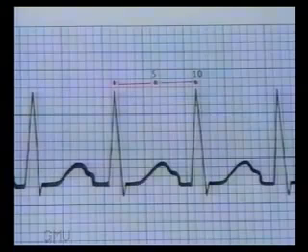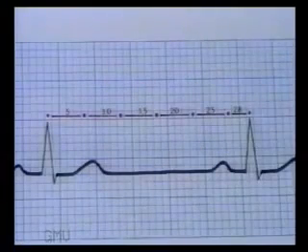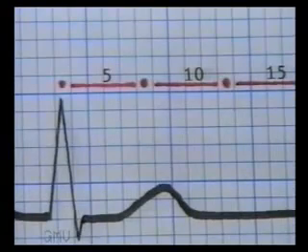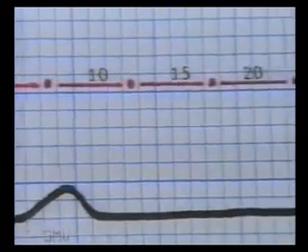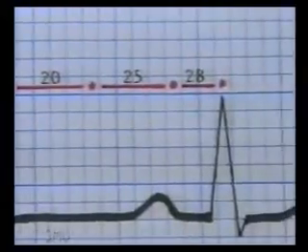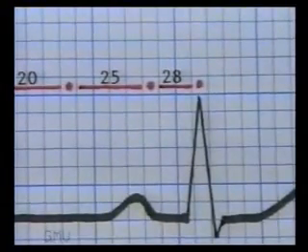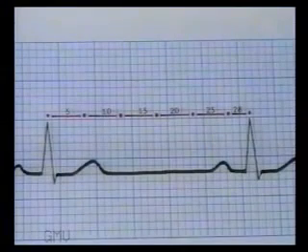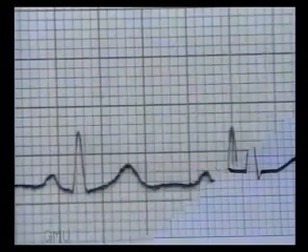A rate above 100 per minute is termed as tachycardia. In the second ECG, the RR interval is much prolonged. Let us count it taking help of the large squares in thick lines after every 5 small squares. The RR interval is 28 small squares. So the heart rate is 1500 divided by 28 equal to 54 per minute. A rate below 60 per minute is termed as bradycardia.